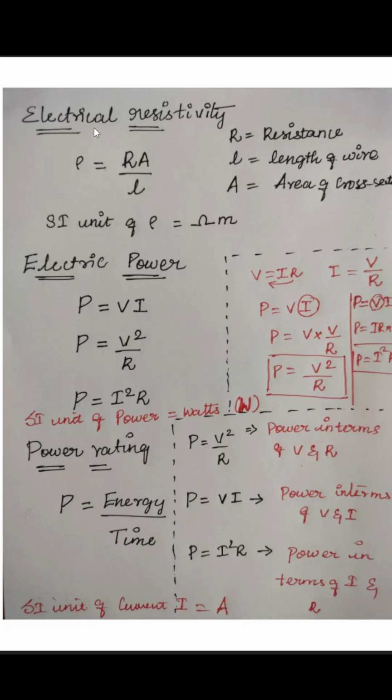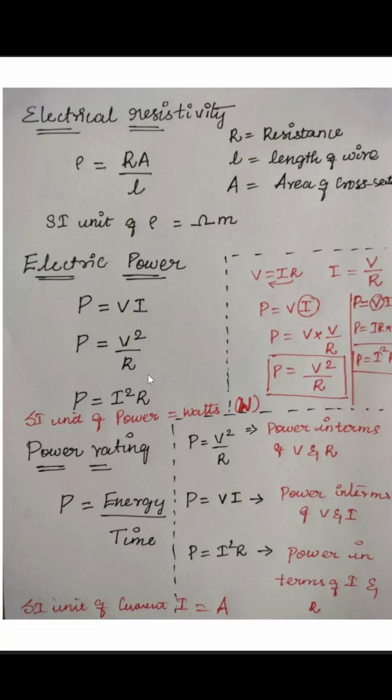There were some questions asked in the board exam. In those questions, they ask us to find the electrical resistivity. They will give the resistance, the length of the wire, and the area of cross section of that wire. That time you need to use this formula: electrical resistivity equals resistance into area divided by length. You just substitute the values of resistance, area, and divide by length, and you will get the answer for electrical resistivity. The SI unit for electrical resistivity is ohm meter.